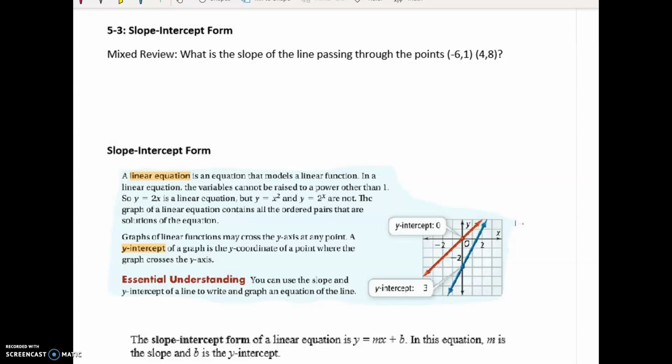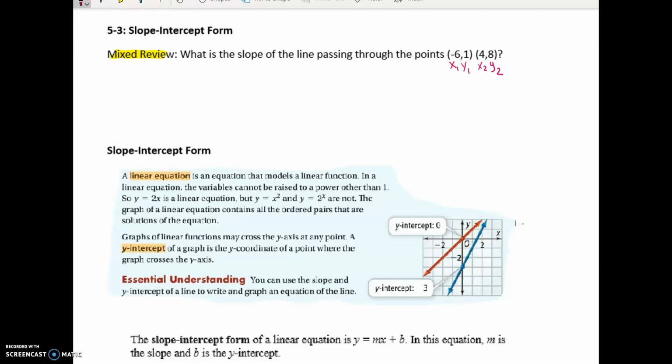We'll start today by looking at the mixed review problem. In this mixed review, they're asking what is the slope of the line passing through this pair of points. And if you remember from the previous lesson, slope represents the change in y over the change in x. So we could use the formula for slope. So this would be x1 and y1, and this would be x2 and y2.